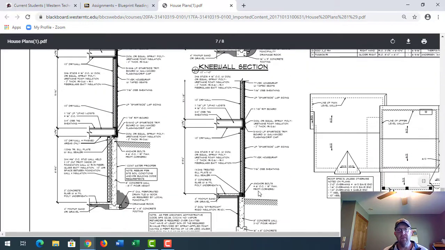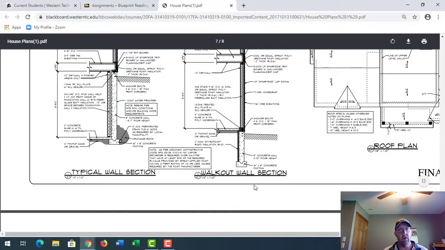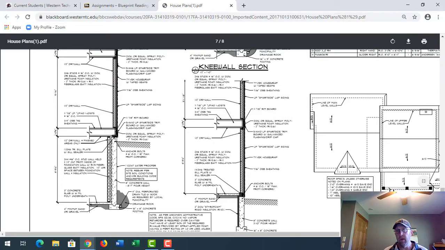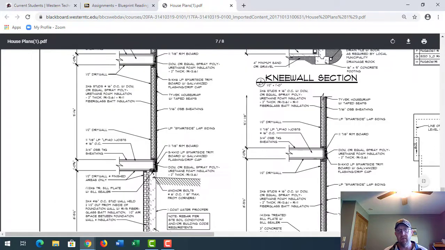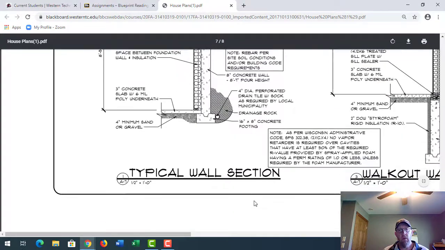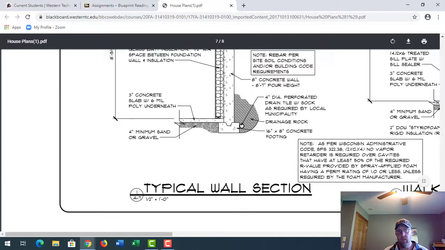Now if you notice, this is all going to correspond. If I wanted to go to the first drawing, drawing 1, sheet A7, you're going to see these little circles here. They're all right here. Let's blow this up so you can see it. So here's drawing 1, sheet A7.